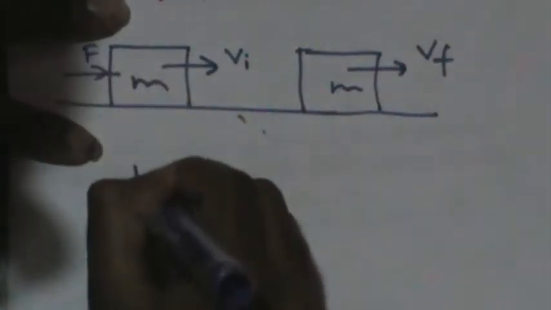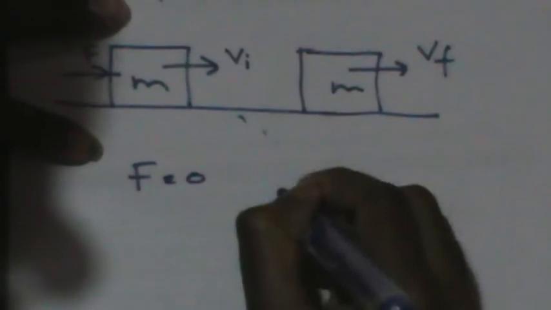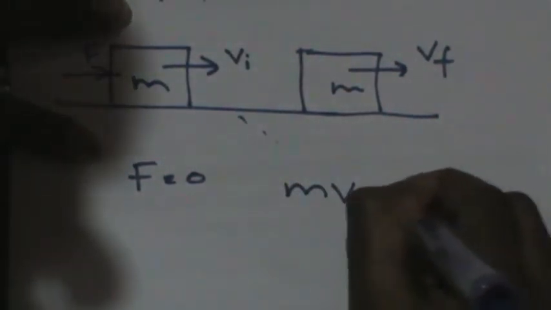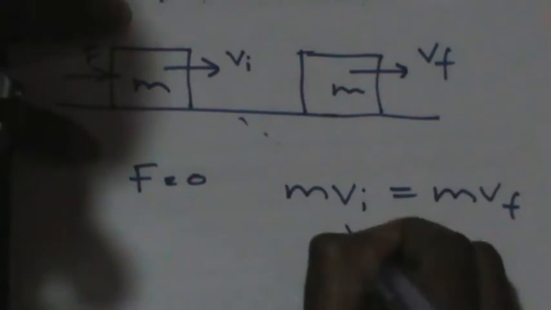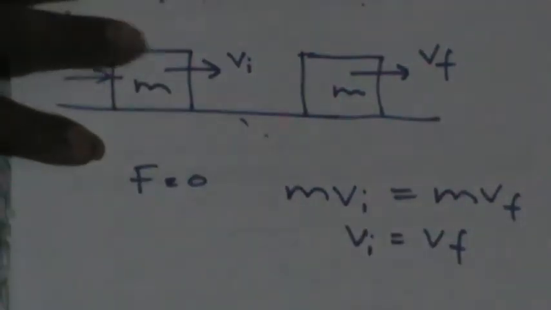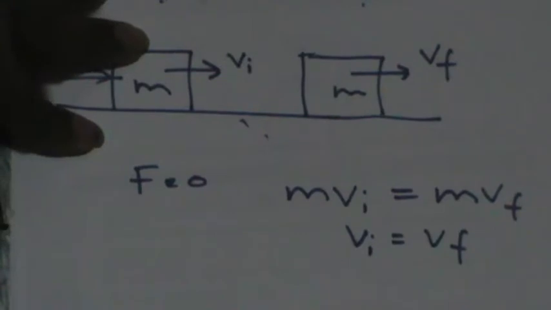And this is also mechanics in the course of linear motion. Now take an object like this, of mass M, velocity Vi, and later the same mass M with velocity Vf. If the force acting on the object is 0, then Vi equals Vf. So the object is using constant velocity.